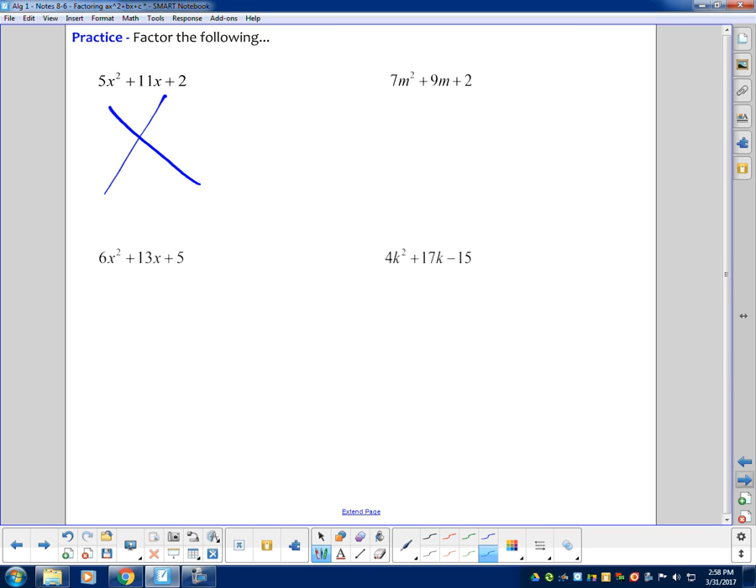We're going to take the first and the last term, multiply them together. That's 10. That goes in the top of the X. The middle term, 11, goes in the bottom. We need to find factors of 10. So we have 1 times 10, 2 times 5, that's it. Looking for the factors that add to equal 11. So we've got 1 times 10 this time. 1 times 10 multiplied equal 10, but add to equal 11. So I'm going to put a 1 and a 10 here.